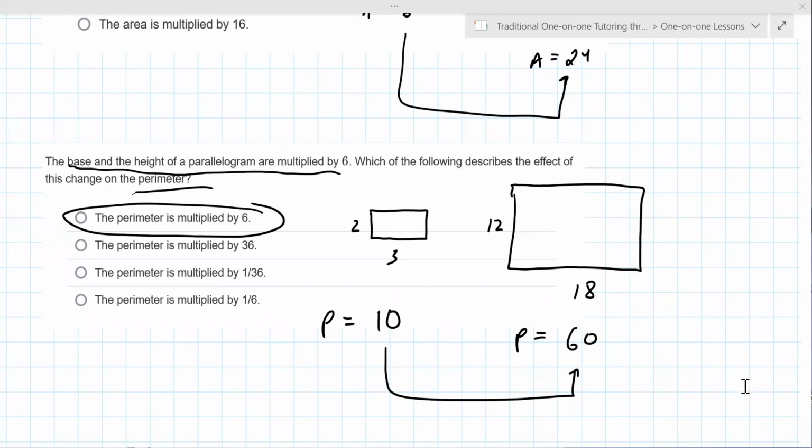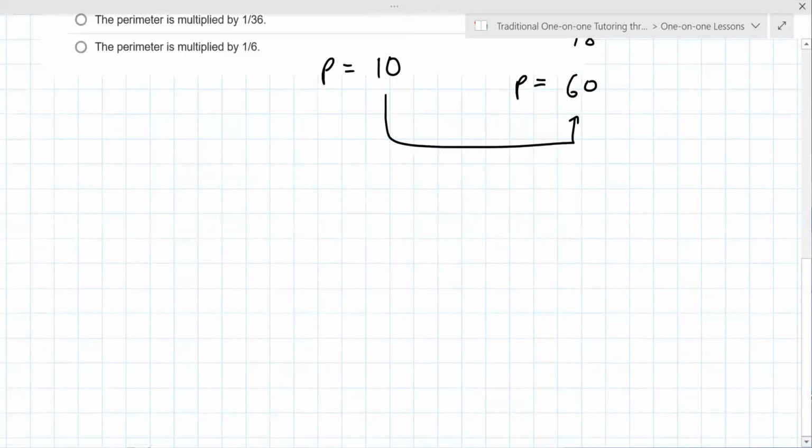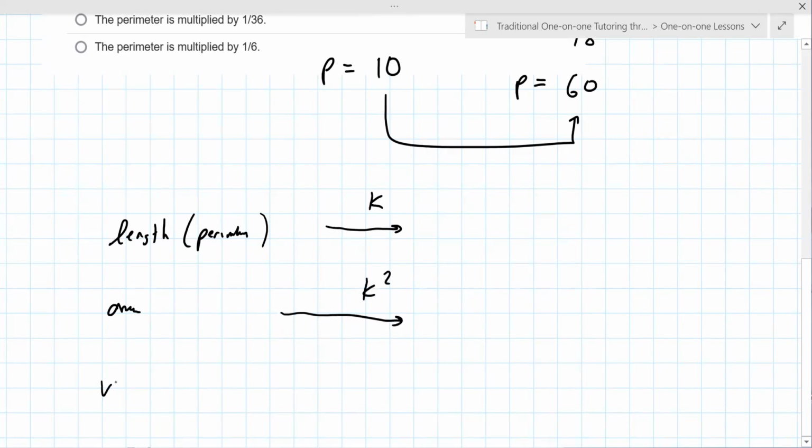Okay, so we can sort of generalize here. Lengths, which kind of perimeter is included, you just use this value of k. Area ends up being k squared. We actually covered this in a previous section, and volume is k cubed. So you find the scaling factor and then you either keep it, square it, or cube it. And I'm not sure why they are doing this, but we'll just go with it here.